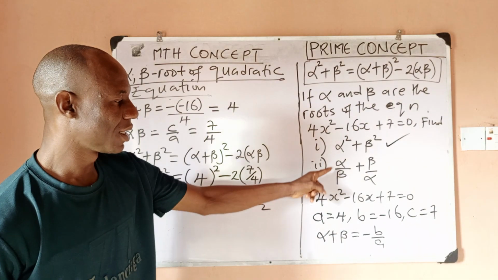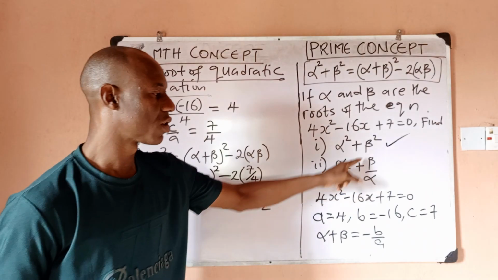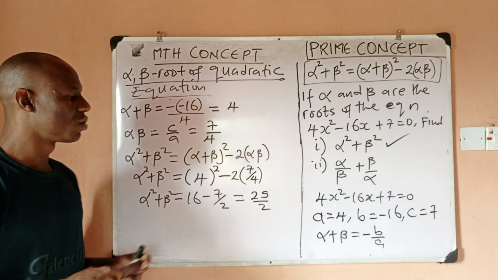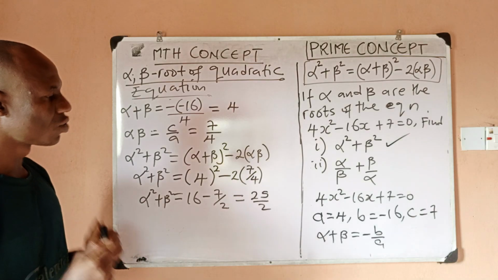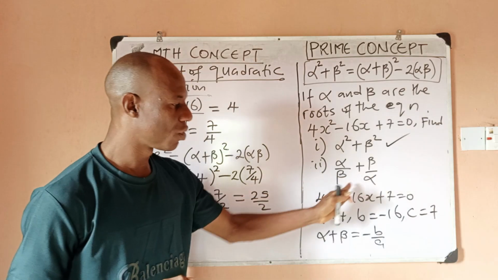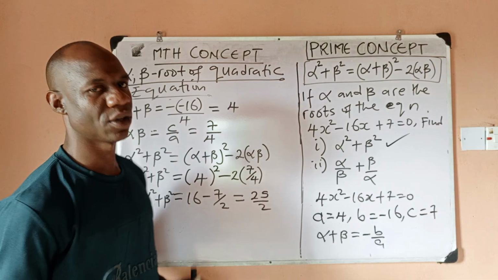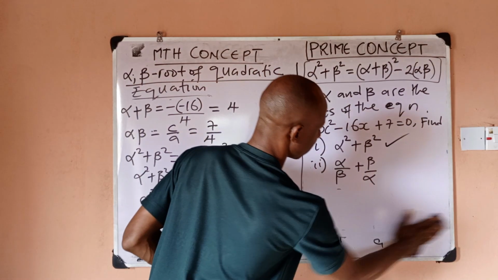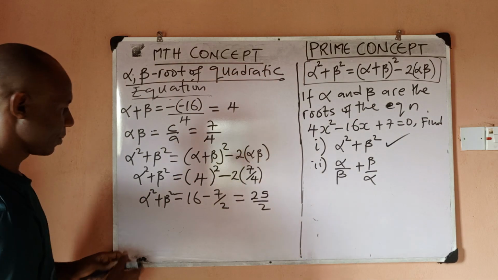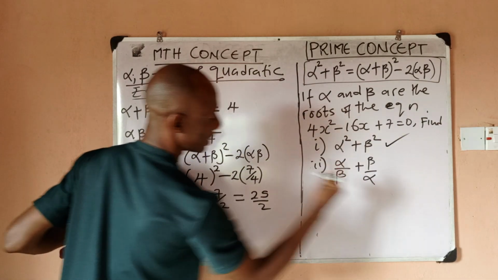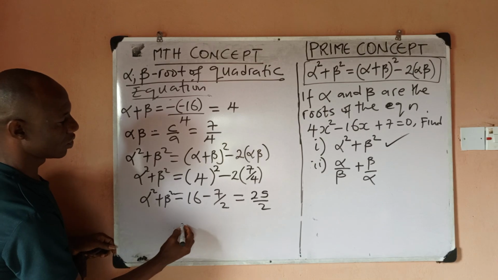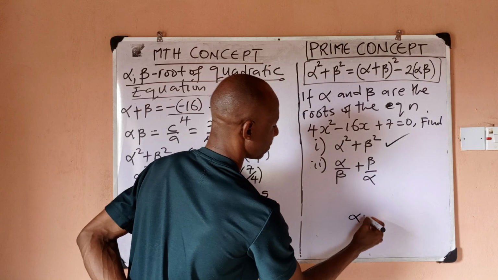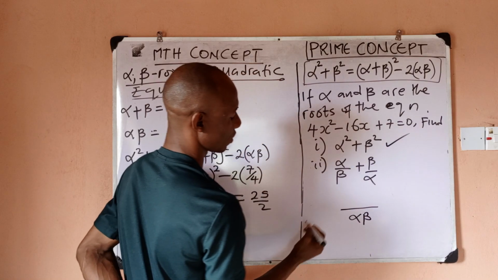This one now, they said find alpha over beta plus beta over alpha. And when you now meet any other ones like this, what you need to do is to quickly get LCM. You must always get LCM when you have addition or subtraction. Always find LCM. So I'm going to quickly get the LCM. The LCM of these two is actually their product, which is going to be alpha times beta. That is their product, right?